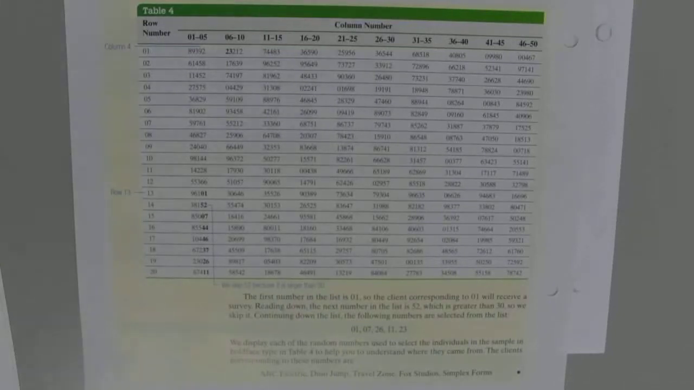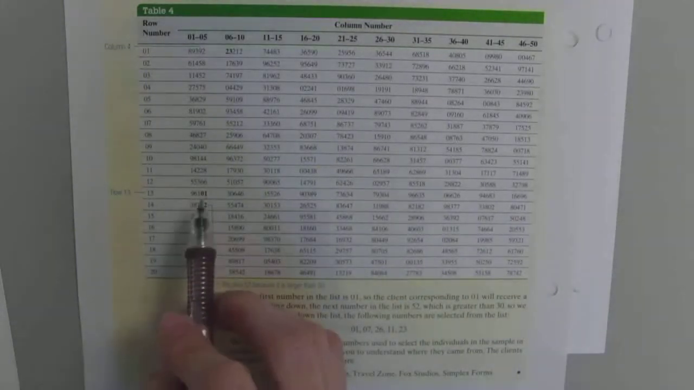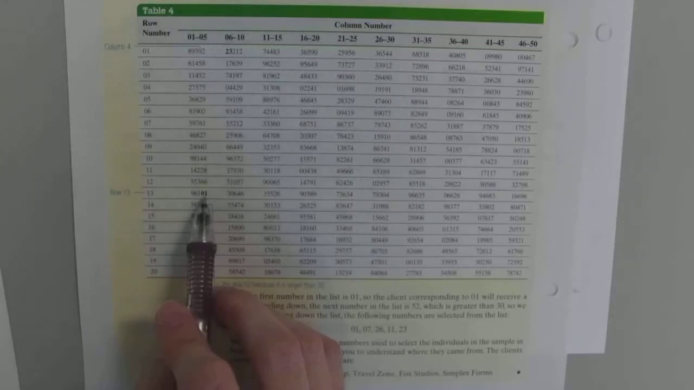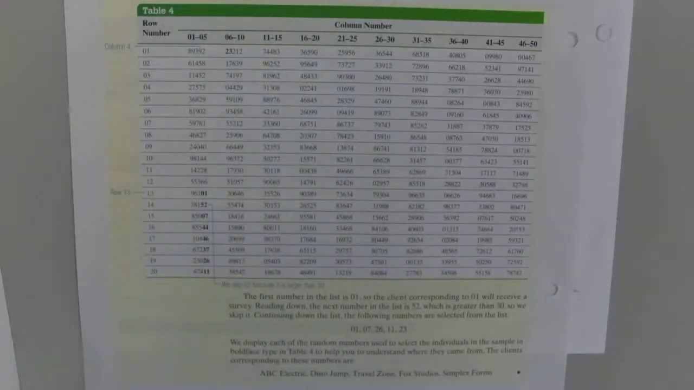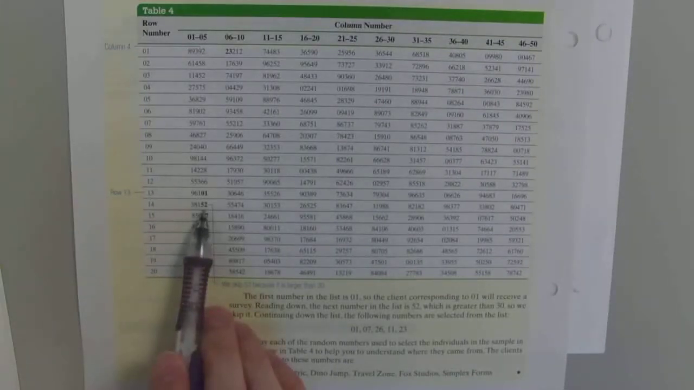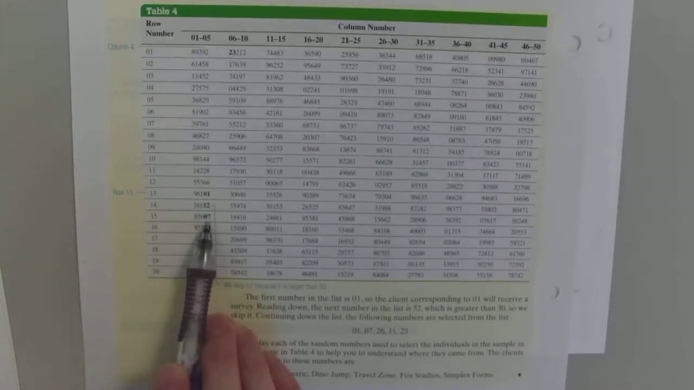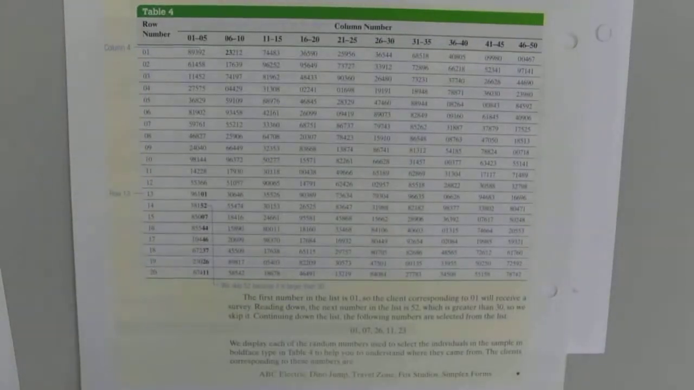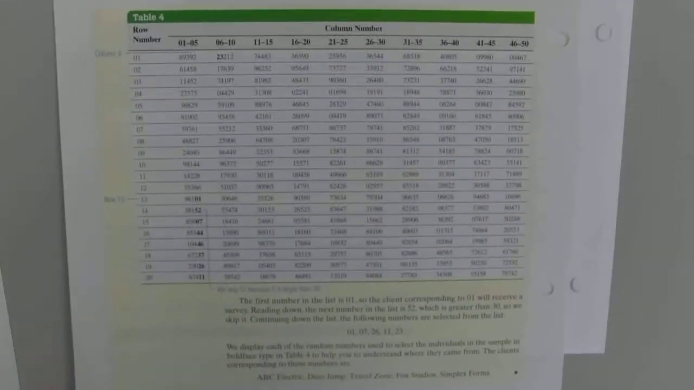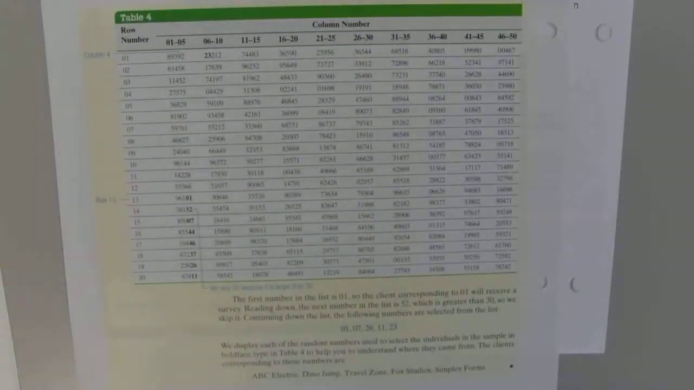All right. So once you know where to start, you just ask yourself, is that starting point a legit person? Like, is their client number 1? Yeah, that was ABC Electric or something like that. They would get the survey. Then you go directly down, 52. Is there a client 52? No. Why? Because how many clients did we have? 30. And then you move down. Is there a client 7? Yes. So you would just keep doing that until you got the correct amount of samples, which would be 5.